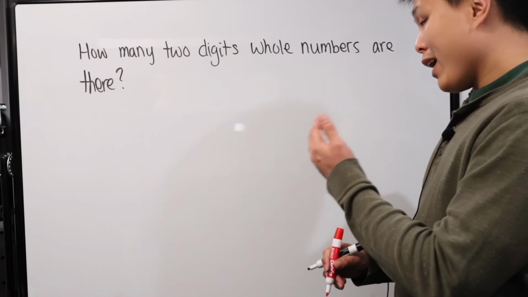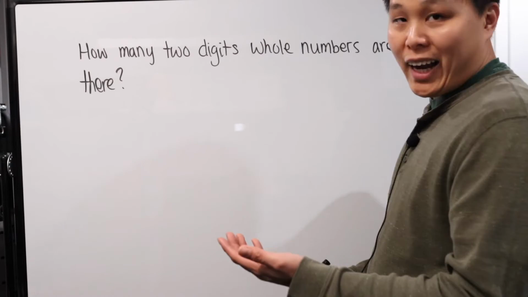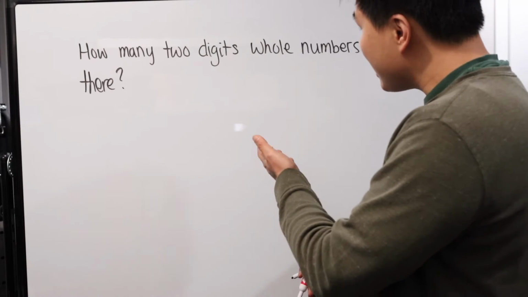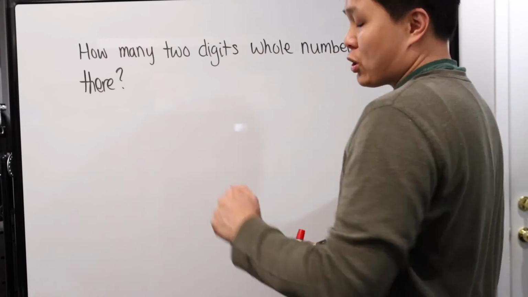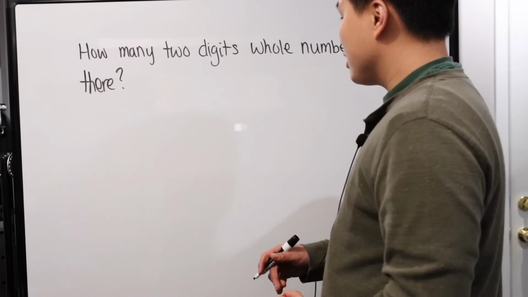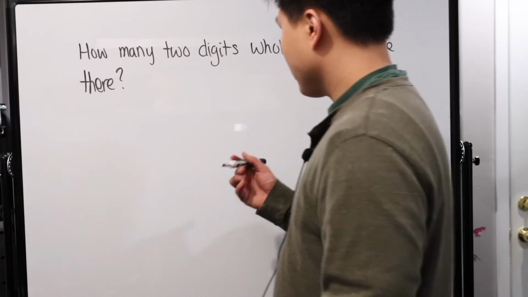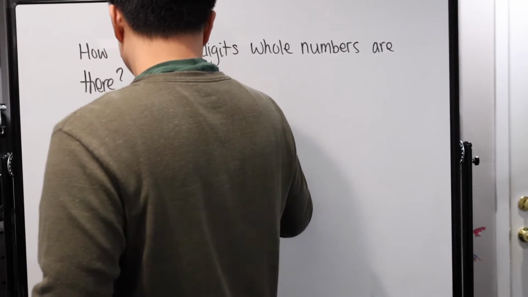Now this problem, I actually really like, just because of how simplistic it is in the way it asks. Even though it's a weirdly phrased question, it gives you all the detail needed to solve it. How many two-digit whole numbers are there? Well, that's quite simple. Two-digit whole numbers are basically all the numbers from 10 to 99.